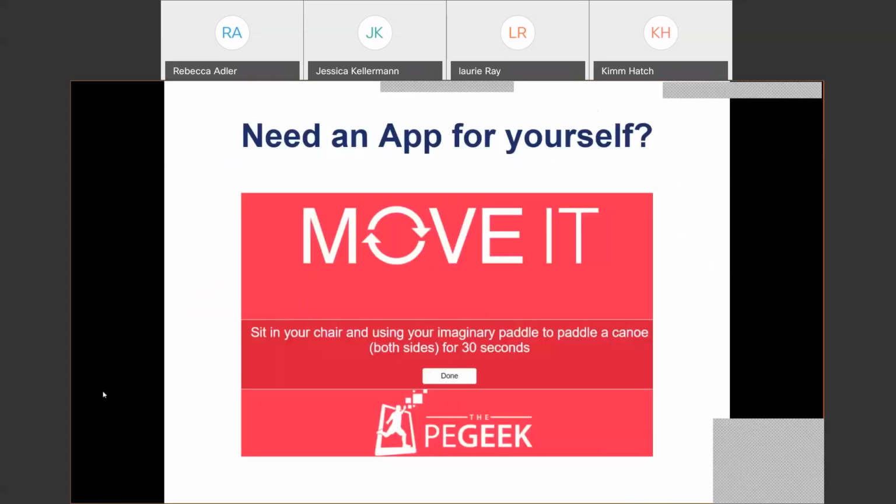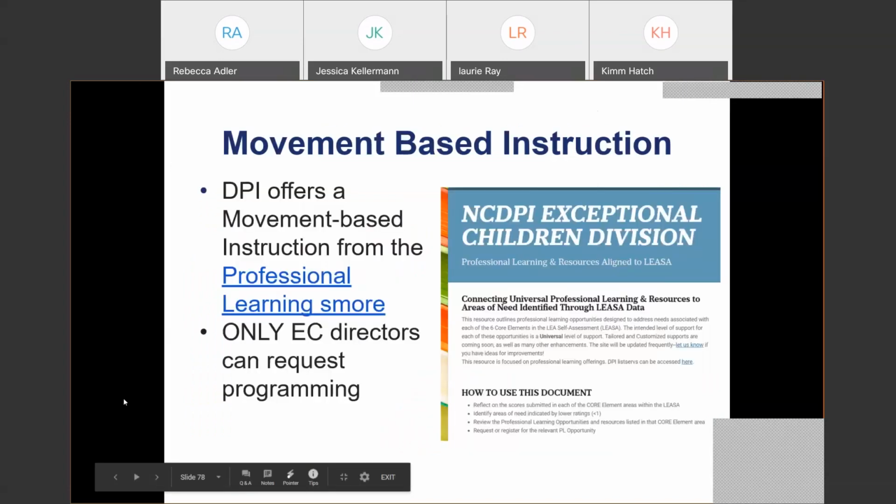Right, and then if you need an app for yourself, you can download this Google Chrome extension, and it's going to pop up while you're sitting at your desk every day so that you can do some different activities. So there's a link to that extension.